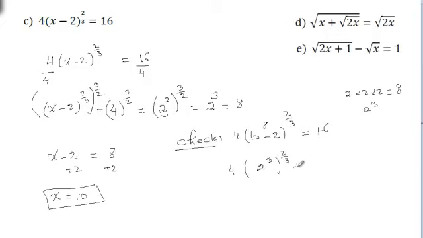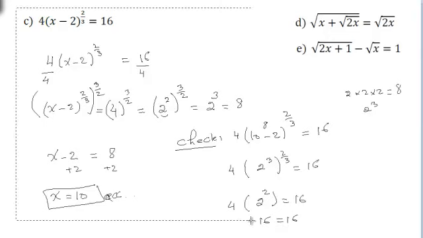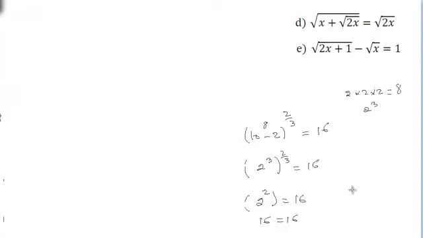All to the power 2 over 3 is equal to 16. 2 to the power 3, to the power 2 over 3, as we said, we multiply the powers. You get 3 by 3 cancel, you get 2. Or 3 times 2, 6 divided by 3 is 2. So you get 4 times 2 to the power 2 is equal to 16. 2 to the power 2 is 4. 4 times 4 is 16. Then 16 equals 16, which is true. Then x equals 10 is accepted. Okay? Let's look at the other question.